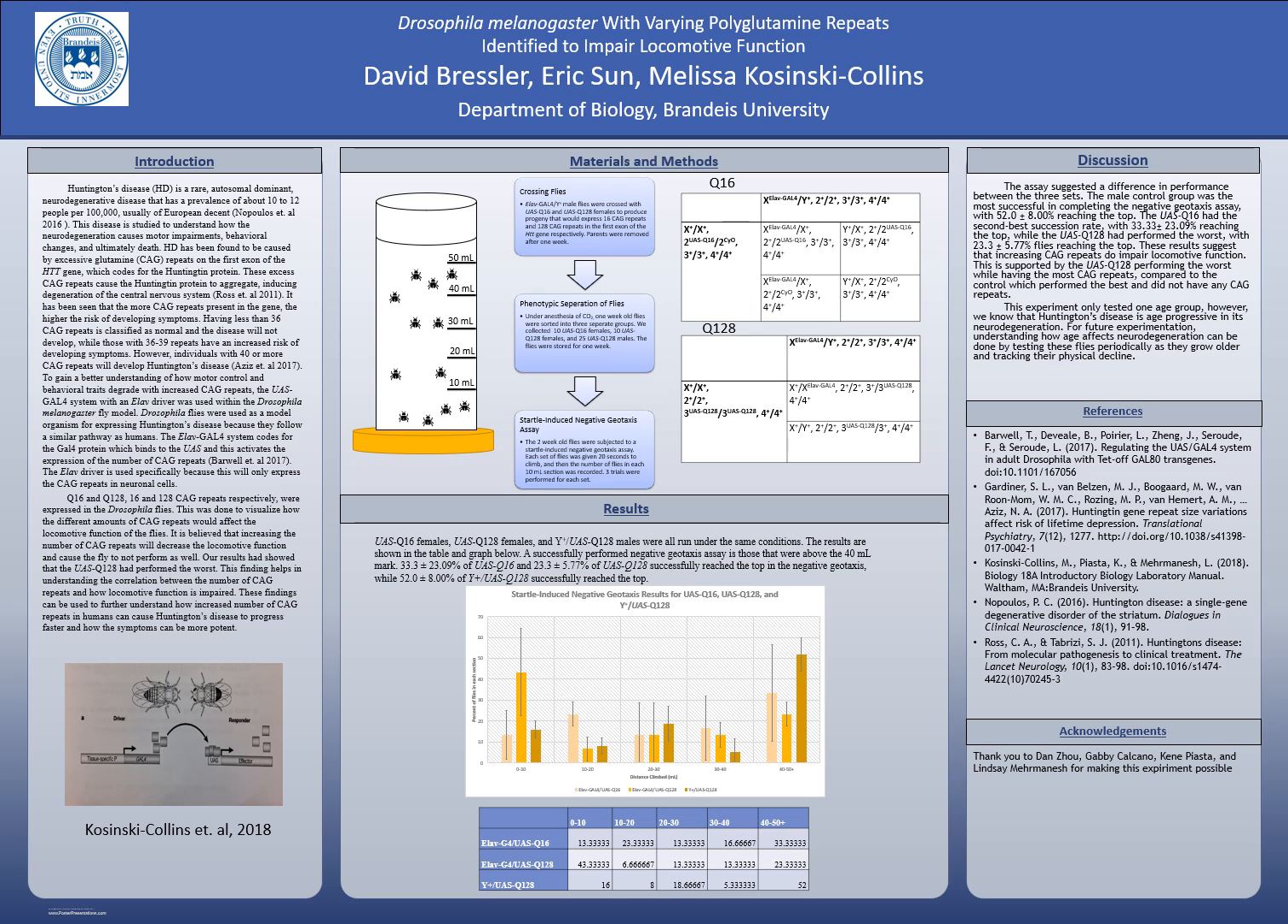These CAG repeats, if they're in excess, cause this protein to aggregate, which doesn't allow it to perform its function, causing the degradation of the neuronal cells. So what we're interested in is studying if increased CAG repeats increases the amount of motor impairment.